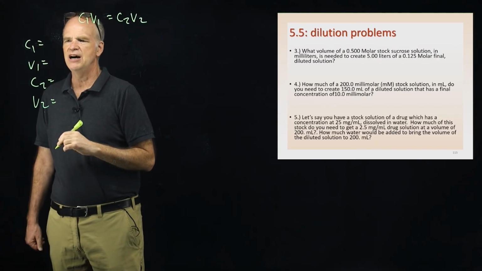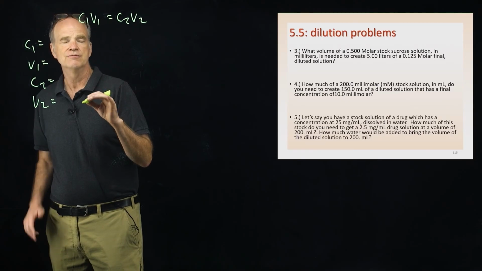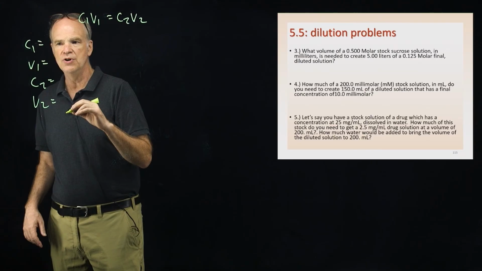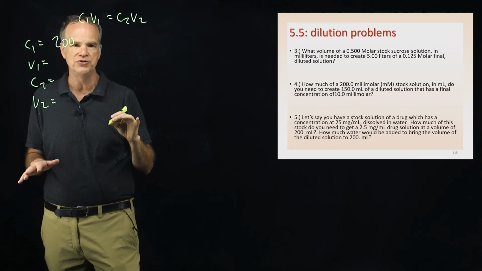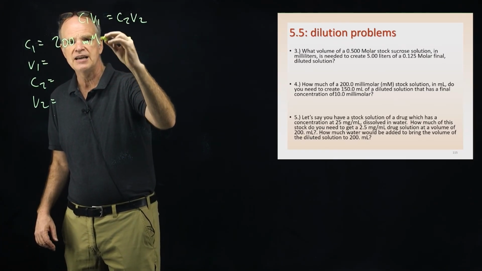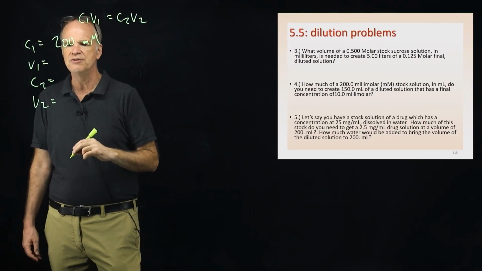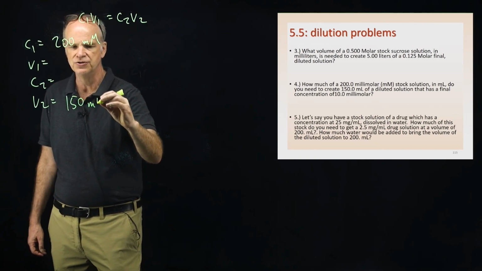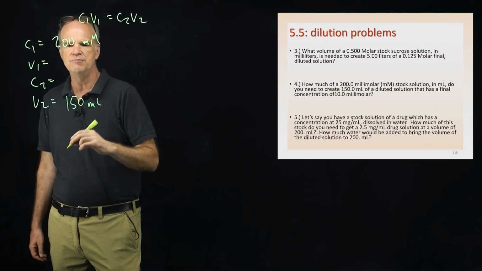Okay, so how much of a 200 millimolar stock solution? So here, the stock solution concentration, C1, is going to be 200 millimolar. So I'm going to write 200. Millimolar may not be a unit you're used to, but we can go ahead and use that. It's just a little m for milli, capital M for molar. That's perfectly fine. Do you need to create 150 milliliters of the diluted solution? So V2, the diluted solution, is 150 milliliters.